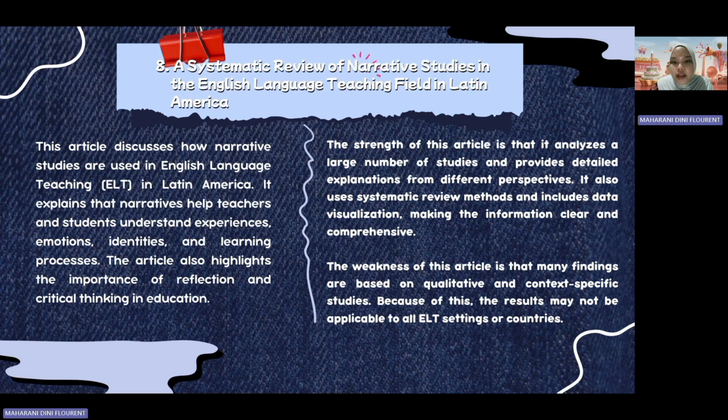One major strength of this article is that it analyzes a large number of studies and presents information from different perspectives. The use of data visualization also helps readers understand the findings more clearly. However, many of the reviewed studies are qualitative and context specific. Therefore, the findings may not be suitable for all educational settings.